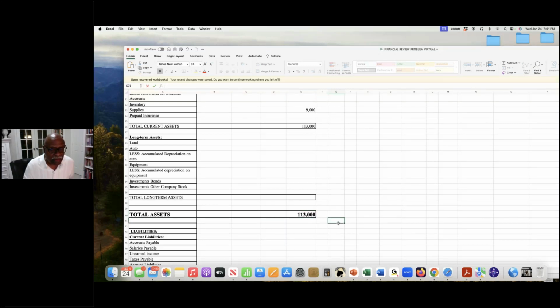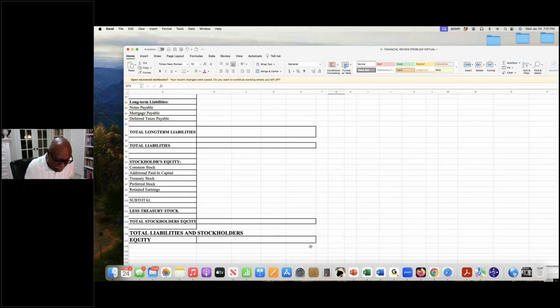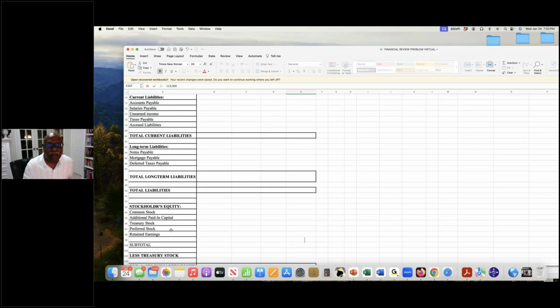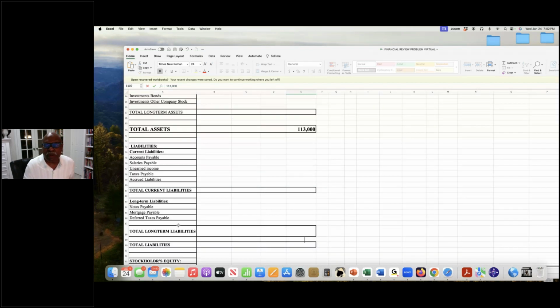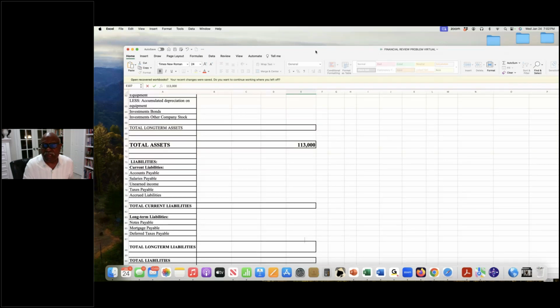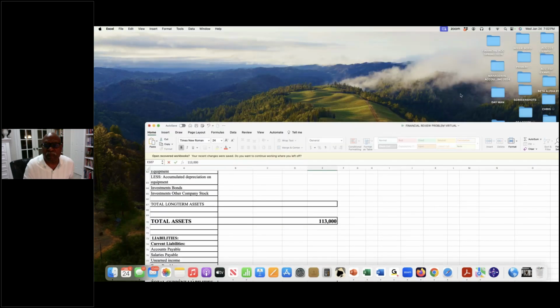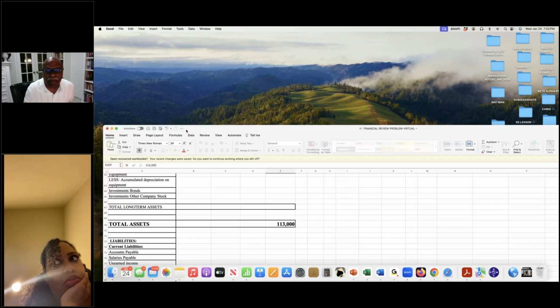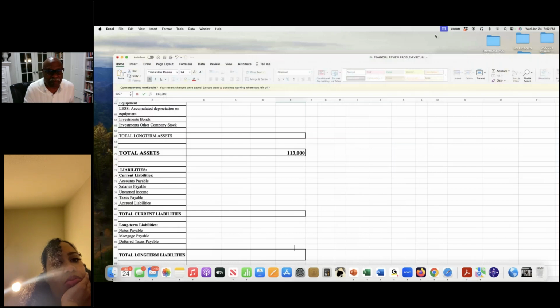I want you to do the bottom of the statement and come up with 113,000. Because remember the accounting equation, assets equals liabilities plus stockholders' equity. So it's your job to spend 5 minutes and come up with a balance sheet that's equal. Any questions? Okay, take 5 minutes and work on the balance sheet.